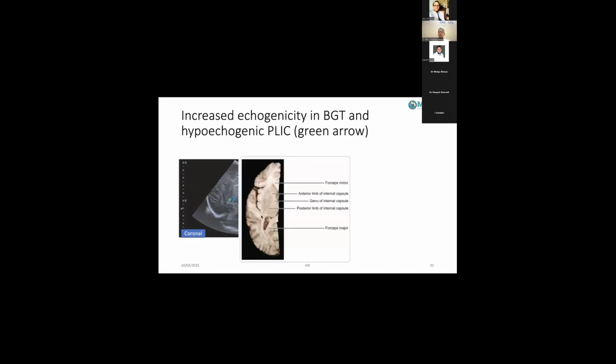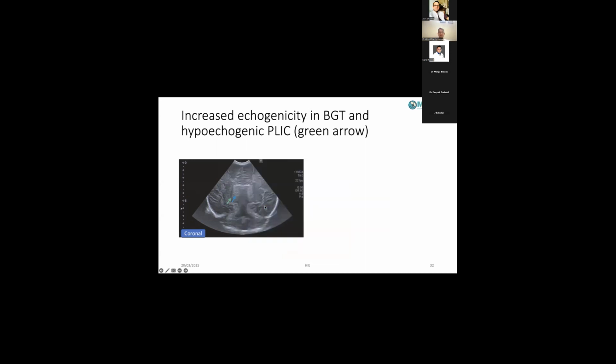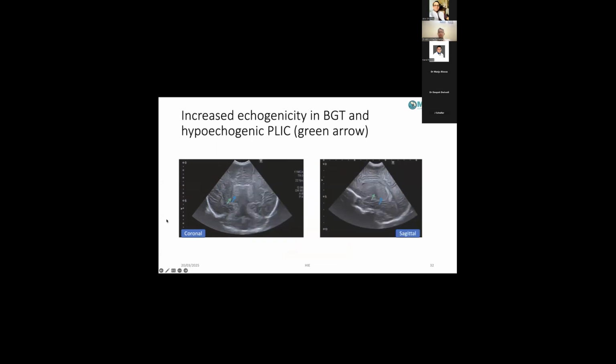And we will see more of that. This is just to show you the anatomy here again. And the caudate nucleus, this thin rim you can see is your PLIC, the posterior limb of the internal capsule, and the lentiform nucleus. And same picture here. This was the coronal view, and this is the sagittal view again. And you can see the similar changes in the sagittal view. The PLIC has gone hypoechoic, which should be hyper, and the basal ganglia area has become hyperechoic, which should be hypoechoic.